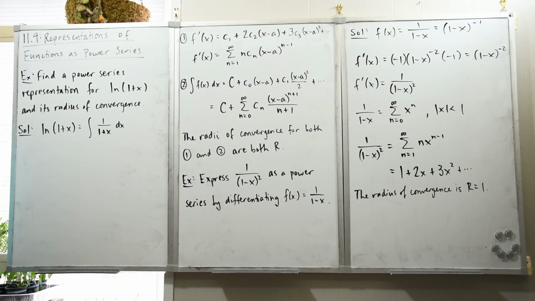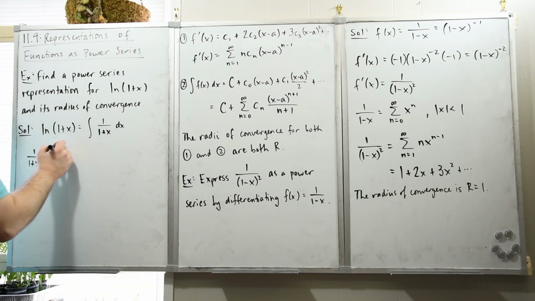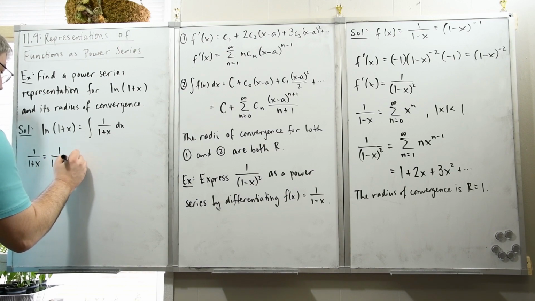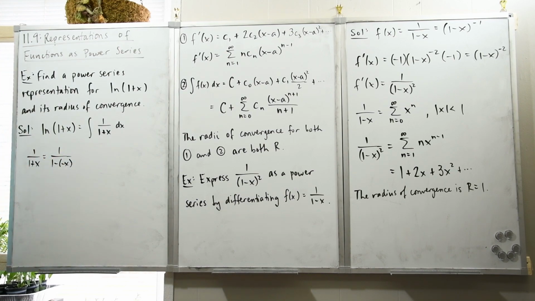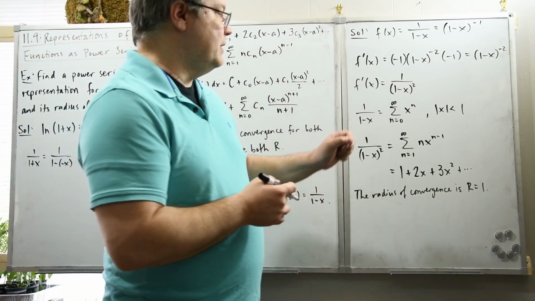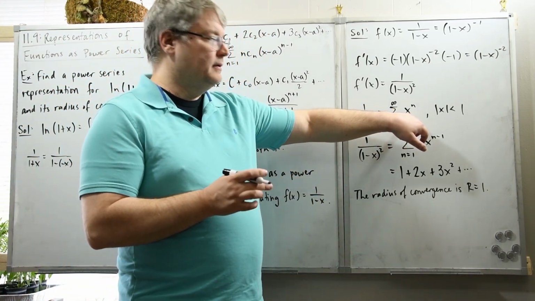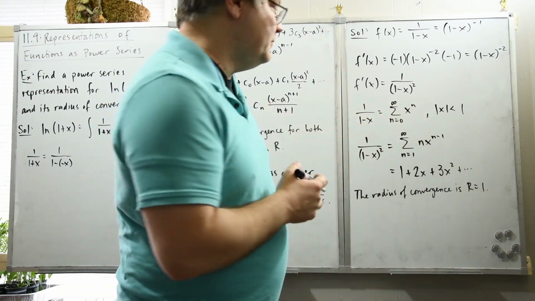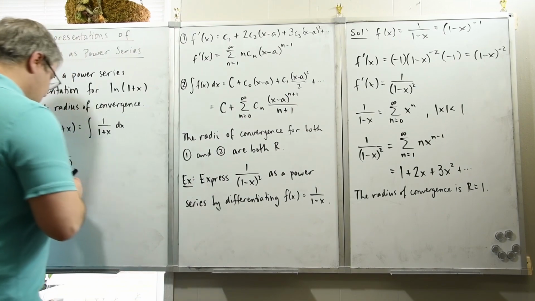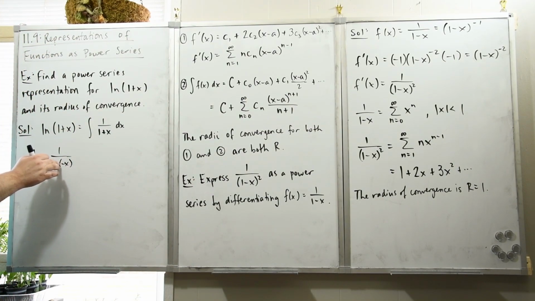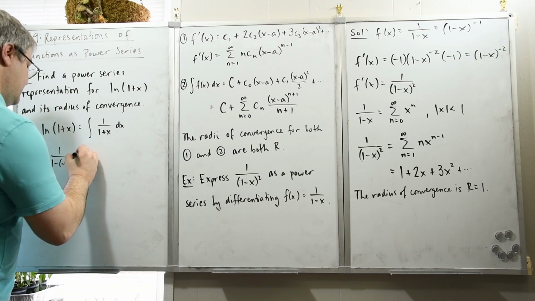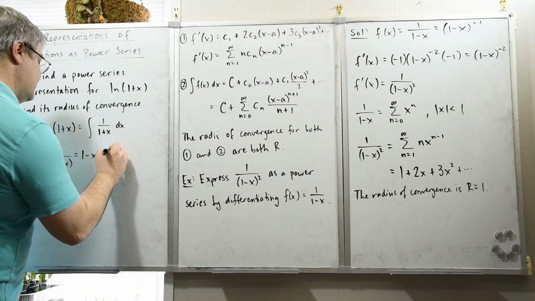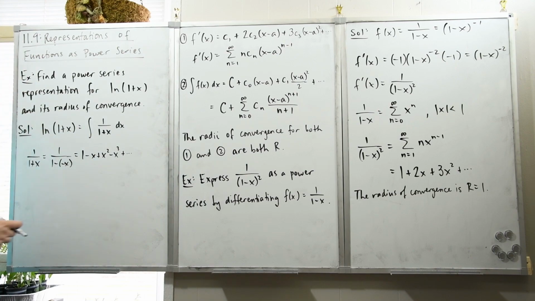Now let's take a look at 1 over 1 plus x. So if you consider 1 over 1 plus x, this is the same as 1 over 1 minus a negative x. If you go back to the idea that 1 over 1 minus x is the same as 1 plus x plus x squared plus x cubed, and so forth, then 1 over 1 minus a negative x is just going to be 1 minus x plus x squared minus x cubed, and so forth.